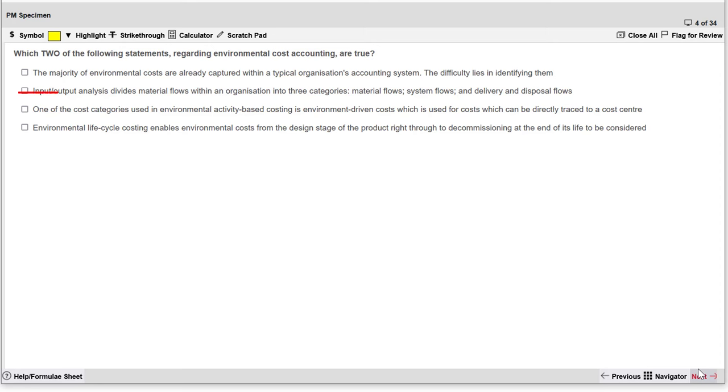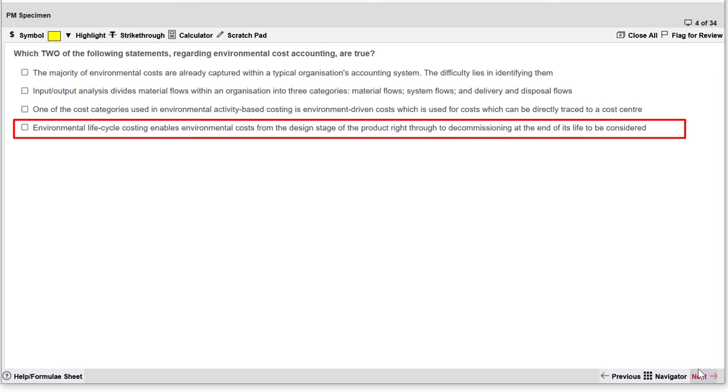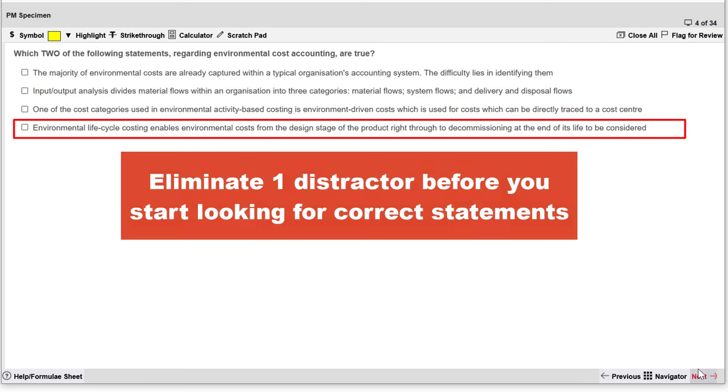So now we've just got to find 2 correct or eliminate one more. I like statement 1. That rings a bell. That's in all of the textbooks. And I like statement 4. Life cycle costing is about all stages of the product from design to shutdown. I'm not sure about 3, but it's okay. I like 1. I like 4. I've eliminated 2. Go with that.